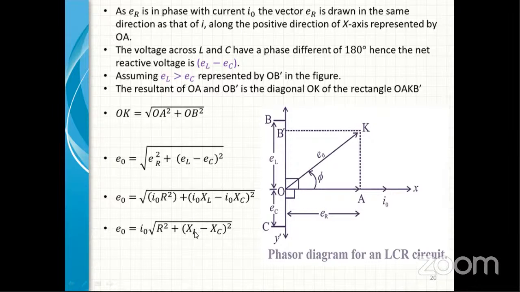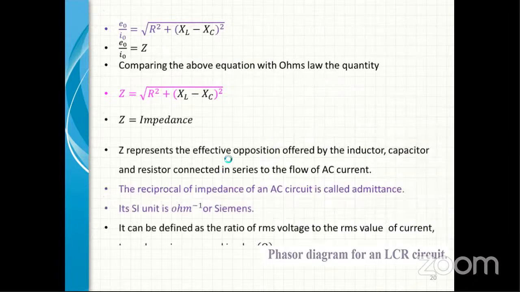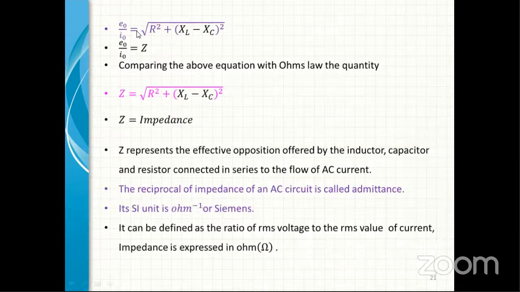This is the inductive reactance and this one is the capacitive reactance. See, therefore this I naught which was here, we took it here. Therefore E naught divided by I naught is equal to under root R square plus in bracket XL minus XC square. What is this? This total term is given as Z.